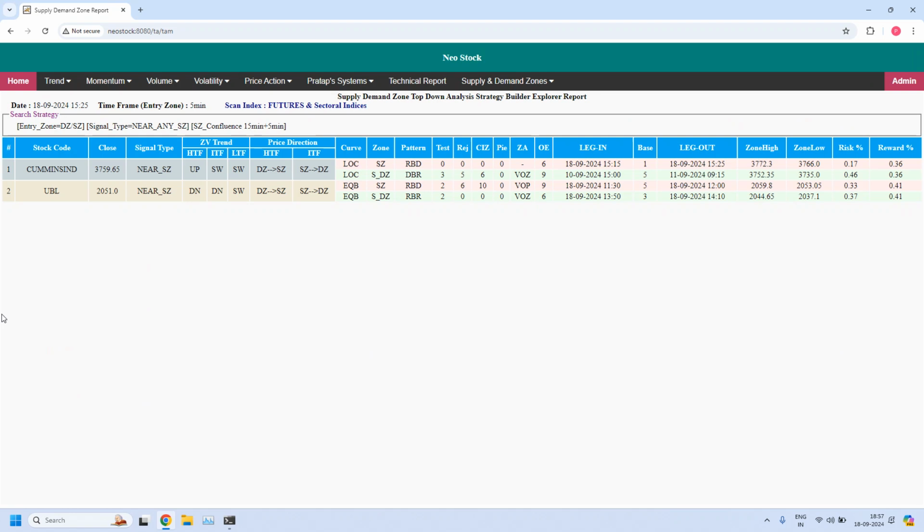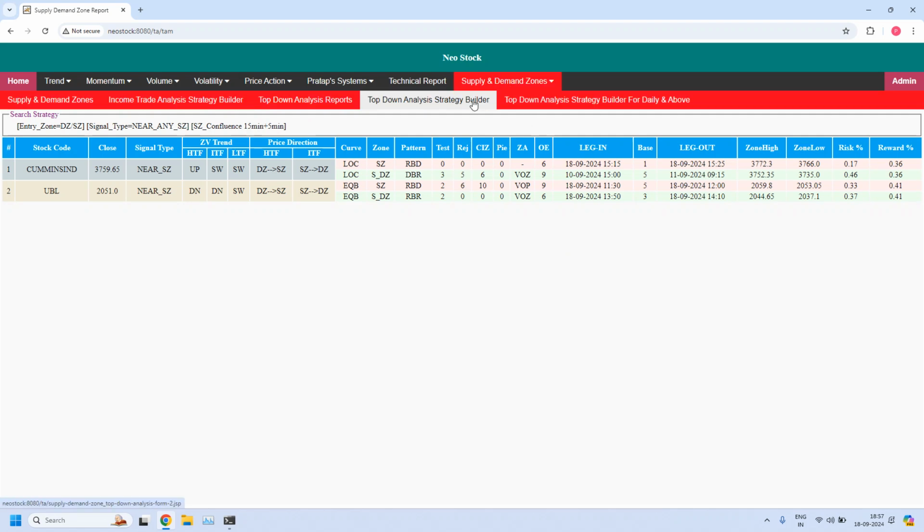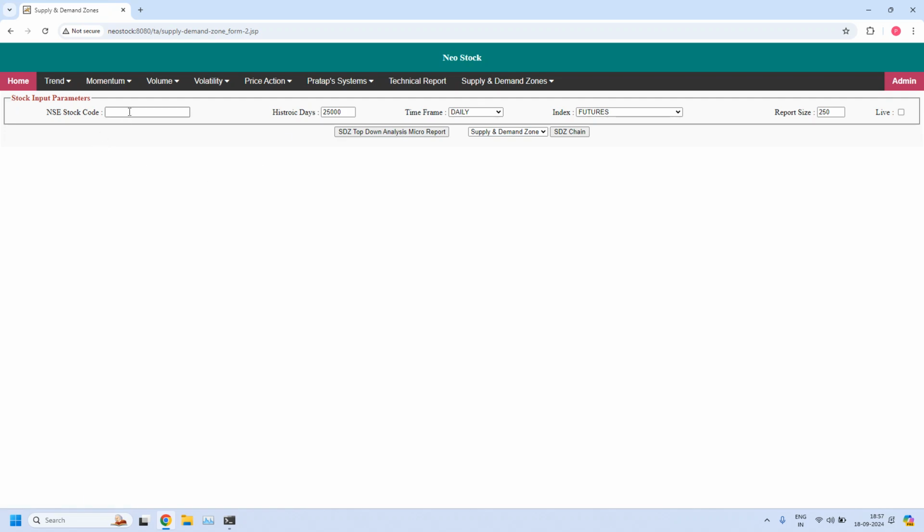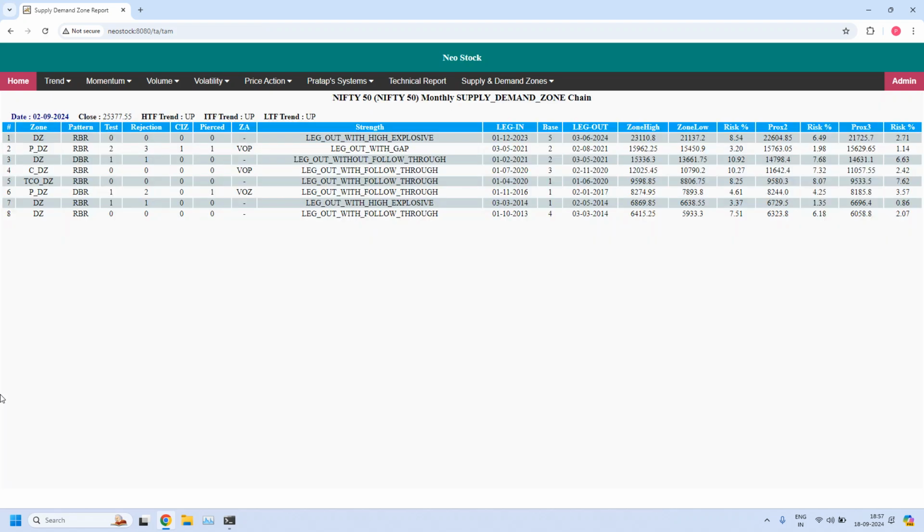Okay, this is about stocks near demand and supply zones, also identified daily and 75-minute high liquidity zones. So next, let us identify Nifty, Bank Nifty supply demand zone chain. Let's start with Nifty 50, starting from monthly time frame. I'm generating monthly supply demand zone chain for Nifty. 8 zones identified.